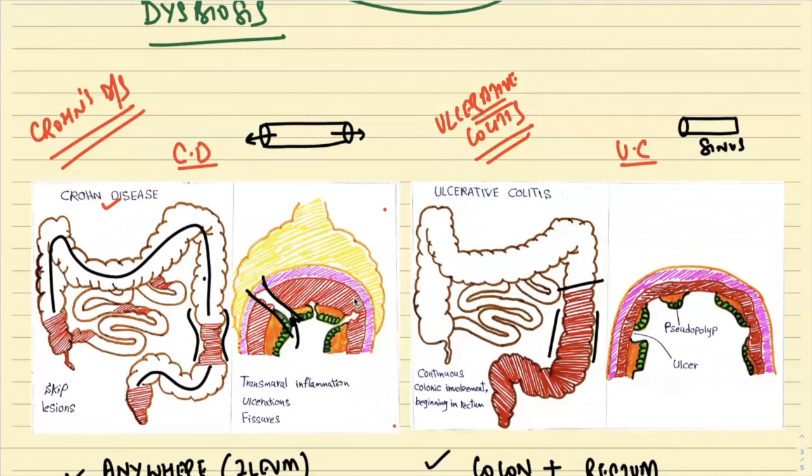So there might be a perforation also. To cover this perforation, the fat creeps on and covers it. This yellow part is the fat. This is the mesentery, the fat which is lining the intestine, and it comes and covers it completely. That is why it is called creeping fat. Whereas no such creeping fat is present in case of ulcerative colitis.